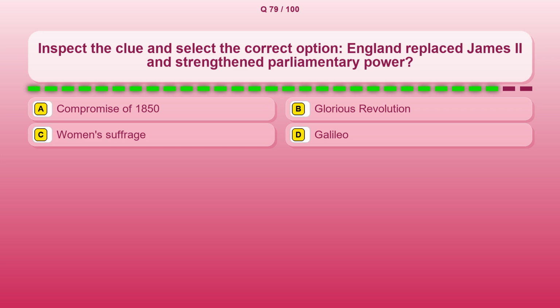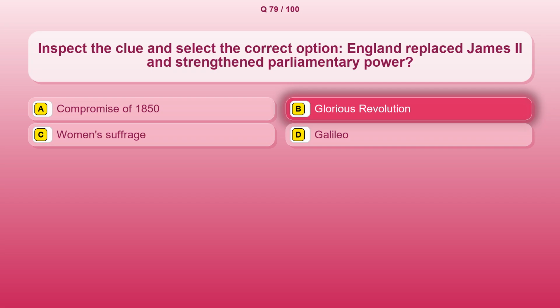Question 79. Inspect a clue and select the correct option. England replaced James II and strengthened parliamentary power. Option A, Compromise of 1850. Option B, Glorious Revolution. Option C, Women's suffrage. Option D, Galileo.